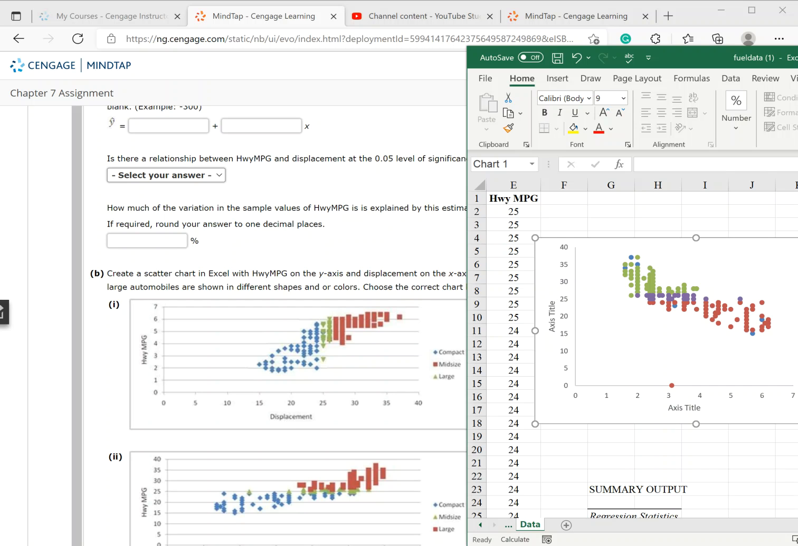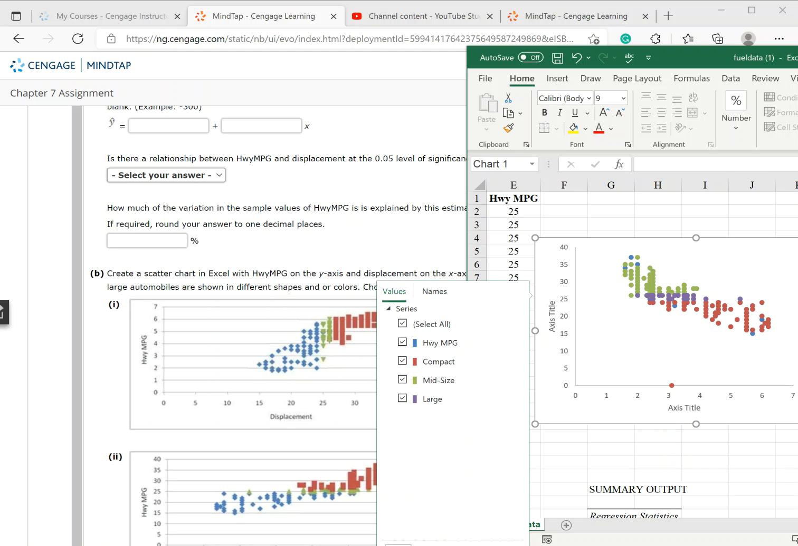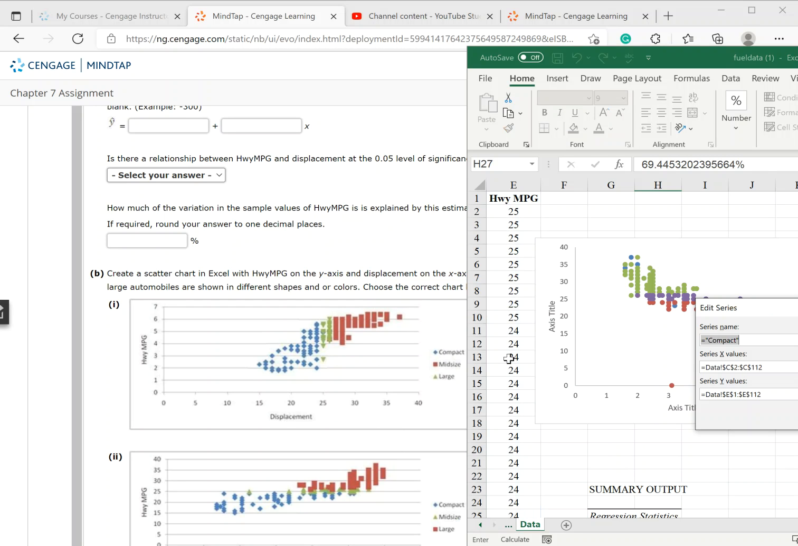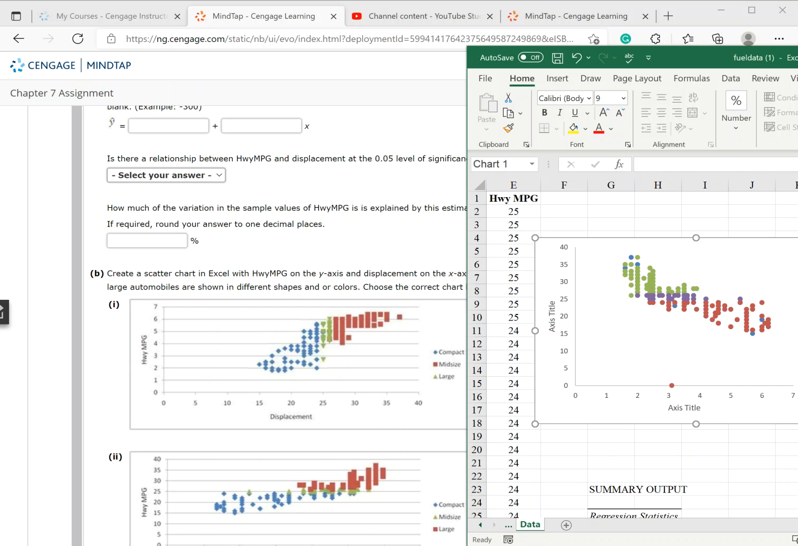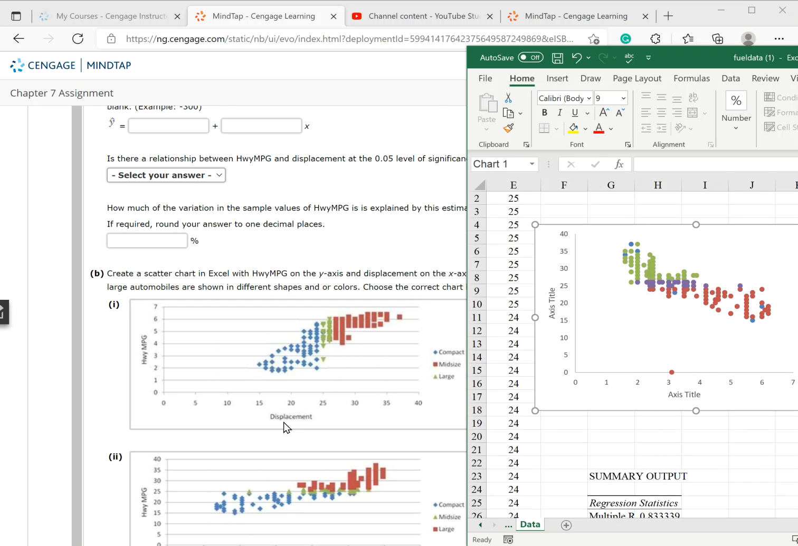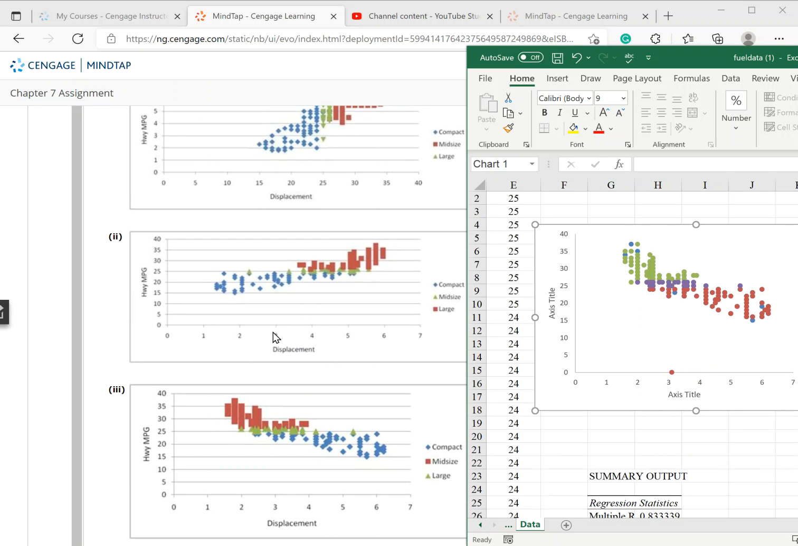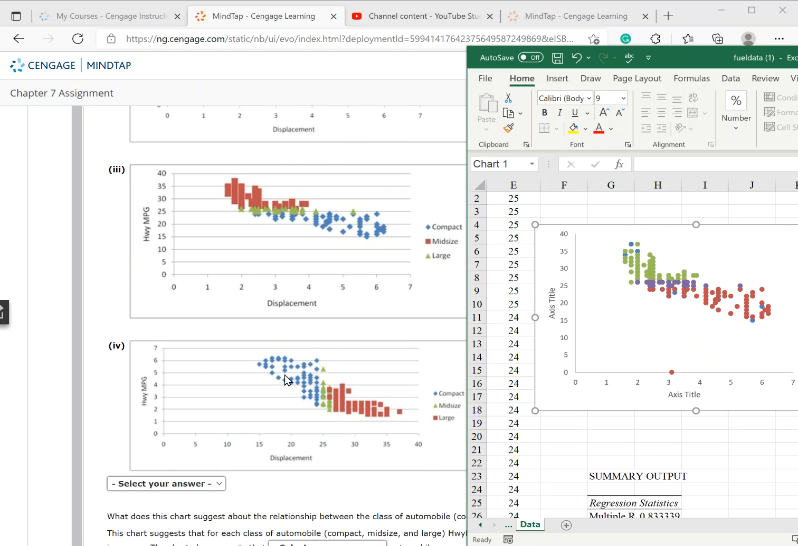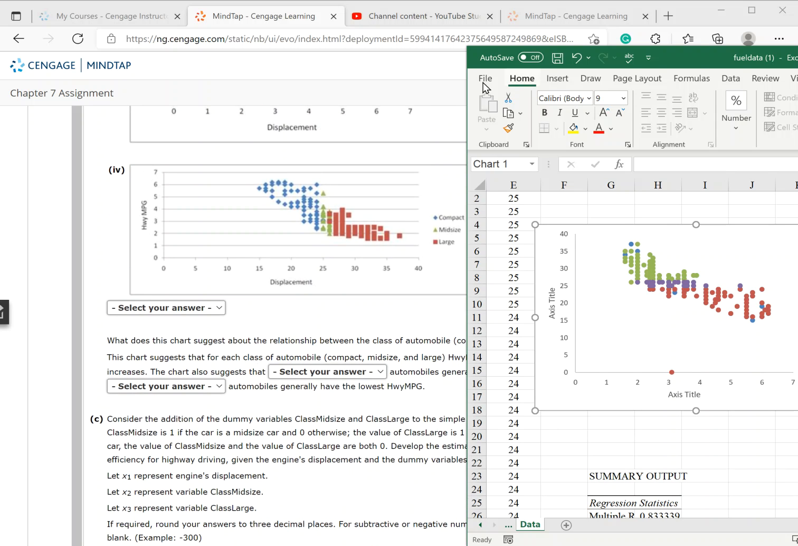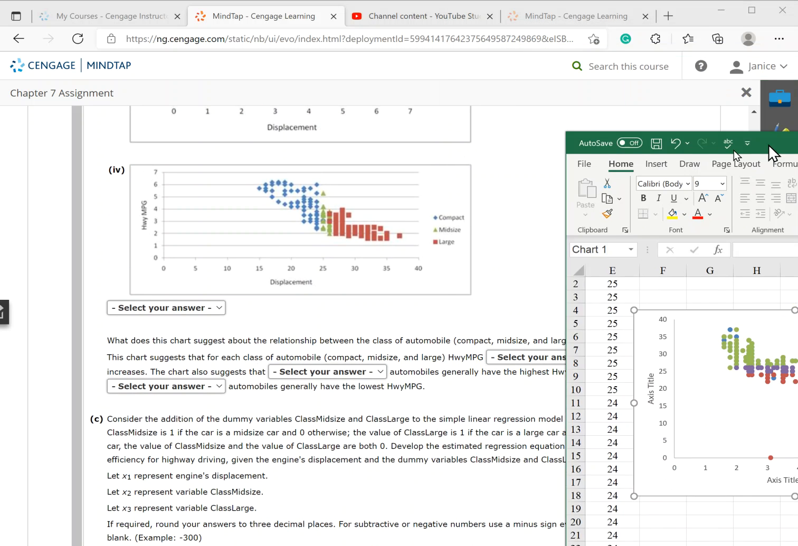So compact, they have compact as blue. Not gonna let me change that. Okay, well then I need to be real careful to know that my colors are different when I'm trying to determine which of these charts is most like mine. So it looks like number 4 is going to be most like mine. Okay, so you'll figure that.